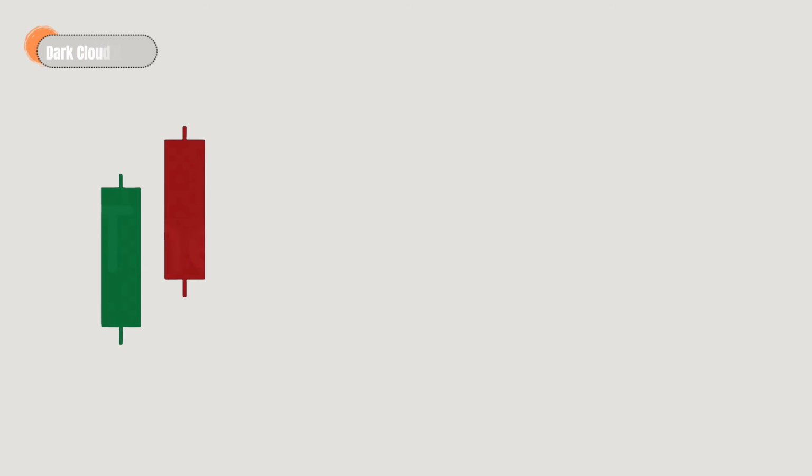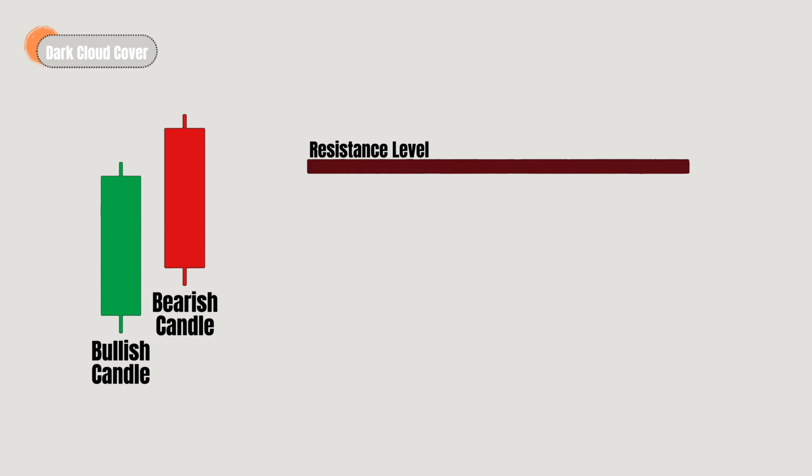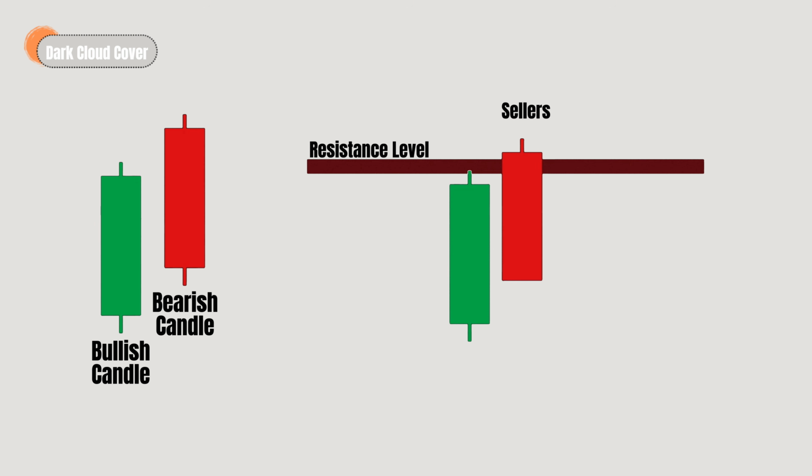There are two candles in the dark cloud cover pattern, one of which is a strong red candle, and the other is a green bullish candle, and it works as a bearish reversal signal in the market. When the price comes near the resistance area in the market, it creates a strong green candle on the chart. The opening of the next candle is above this candle, but at higher levels, sellers enter the market, closing this candle below the resistance area.